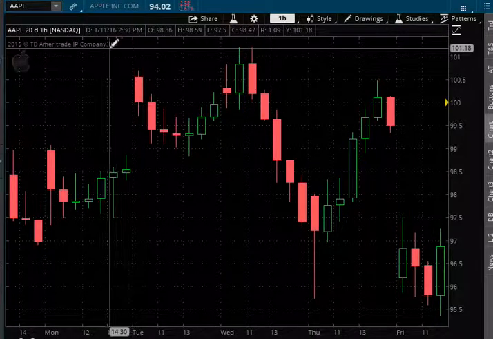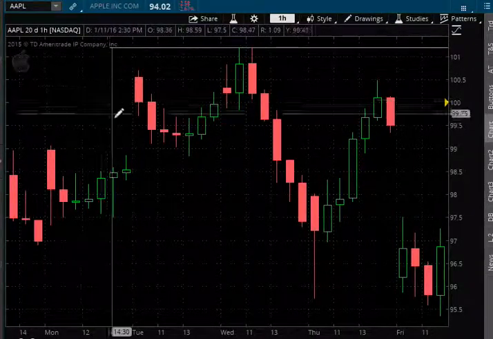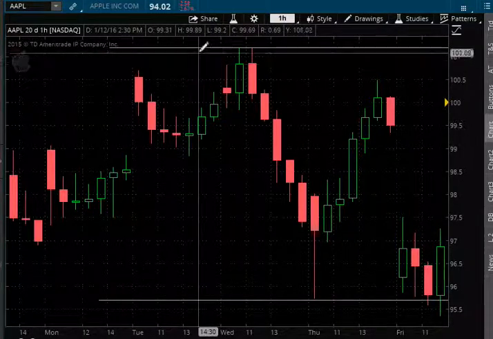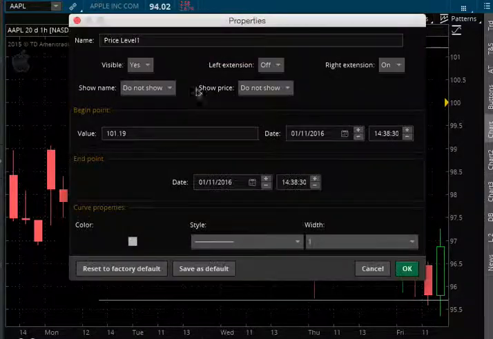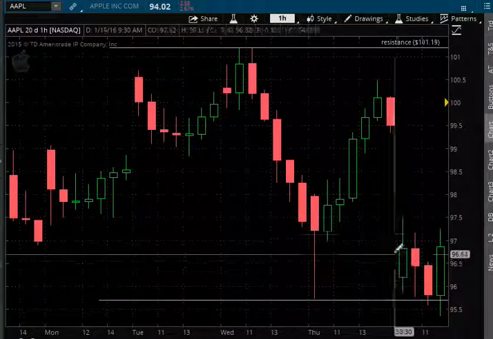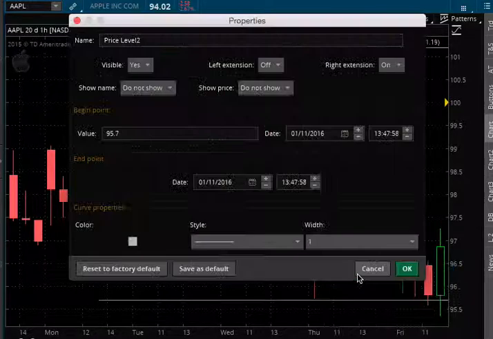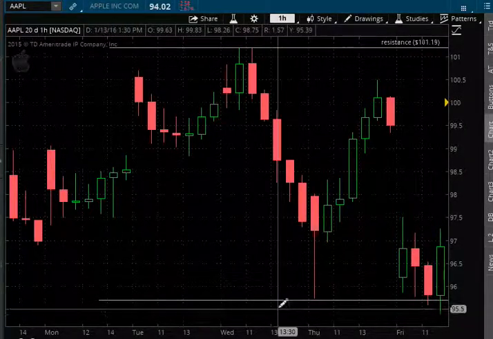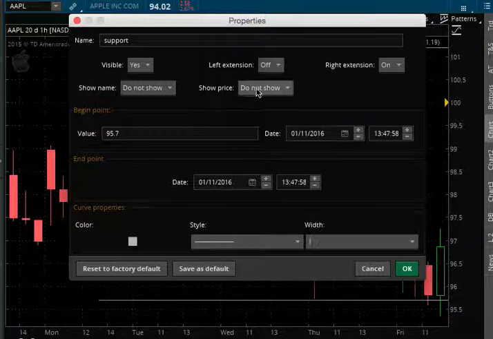So we're going to draw a level here as a resistance level. We're going to draw a level here as support. All right, now you guys understand what support and resistance are. So we're going to write resistance here again. We're going to draw support. And now we're going to talk about trend lines.